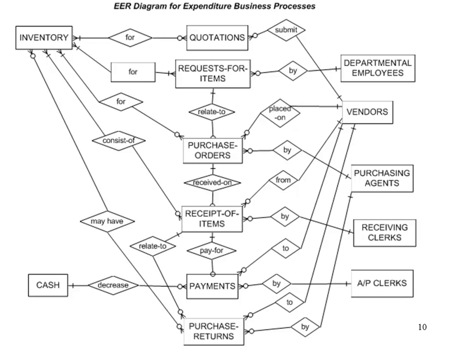Finally, why do we have optionality here? Why may we sometimes have a request for an item and not have a purchase order?